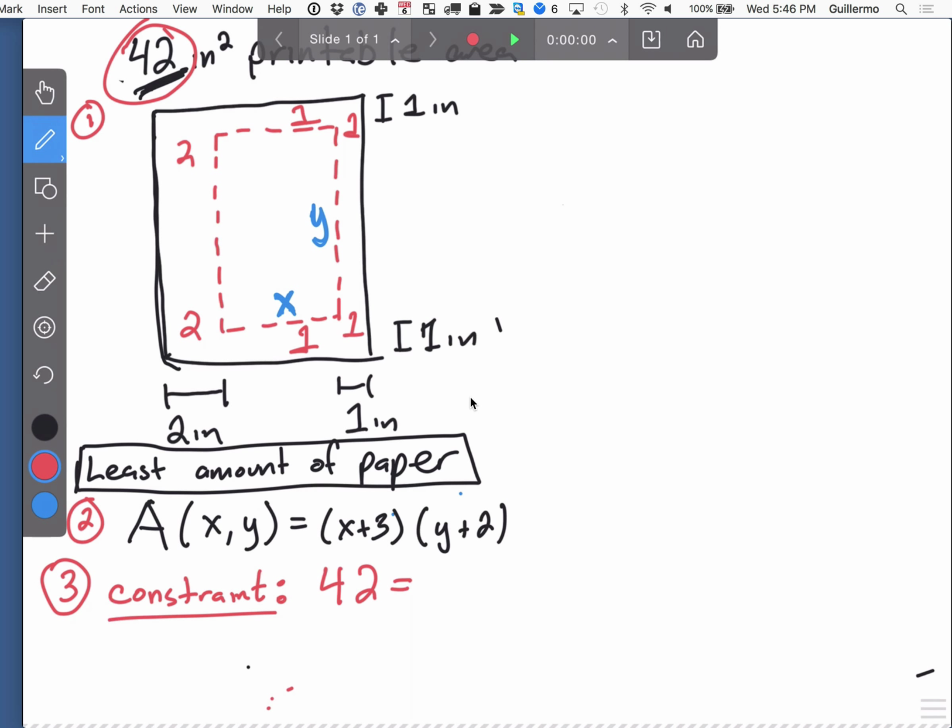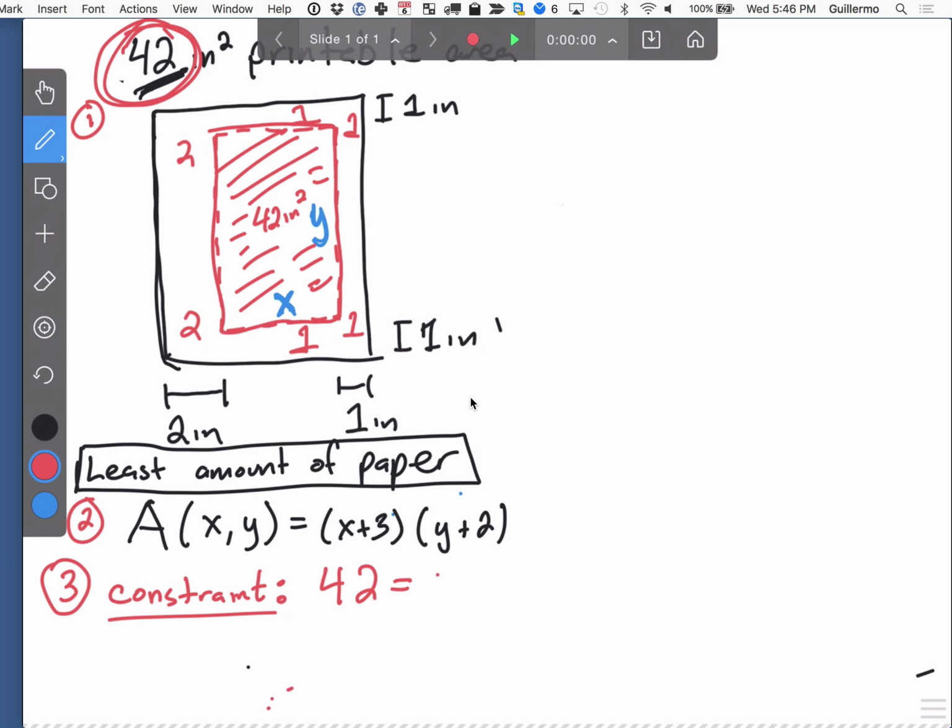No. So what's happening is you guys are confusing the two different options of labeling. The 42, this 42 right here, represents this area right here. This area in here should be 42 square inches. Do you guys agree? That's what we're talking about when we say 42 square inches. So x times y, exactly. 42 should equal x times y. Again, with this labeling.